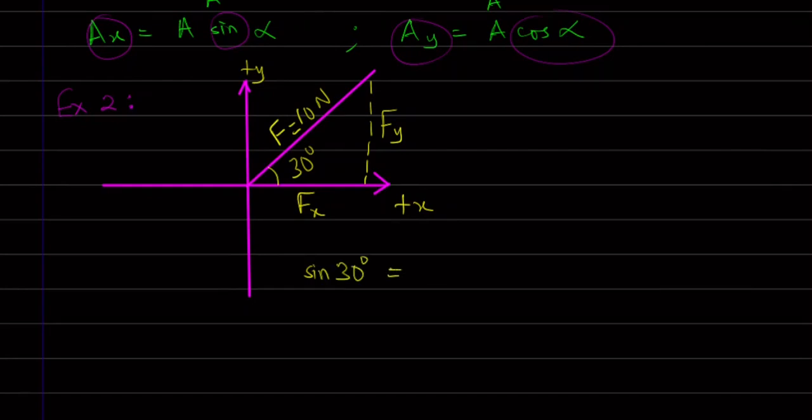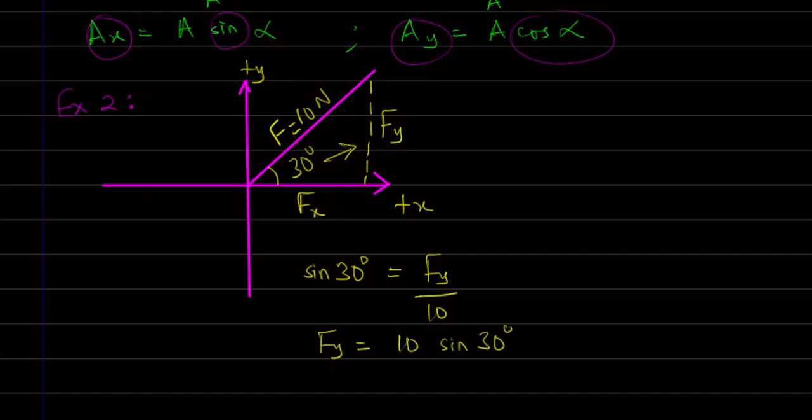Opposite is where the angle is facing, and that is Fy over F, which is the hypotenuse, that's 10 Newton. So we try to cross multiply. Fy becomes 10 sine 30.